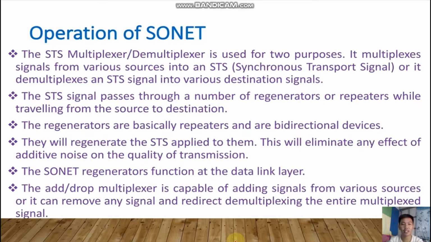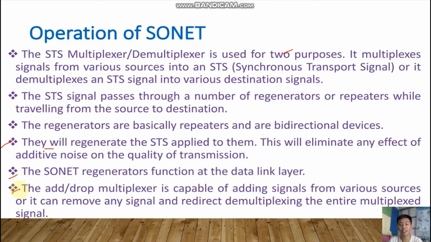So next, operation of SONET. The STS multiplexer and demultiplexer are used for two purposes. It multiplexes signals from various sources into an STS, or it demultiplexes an STS signal into various destination signals. The STS signal passes through a number of regenerators or repeaters while traveling from the source to destination. The regenerators are basically repeaters and are bidirectional devices. They will regenerate the STS applied to them. This will eliminate any effect of additive noise on the quality of transmission.